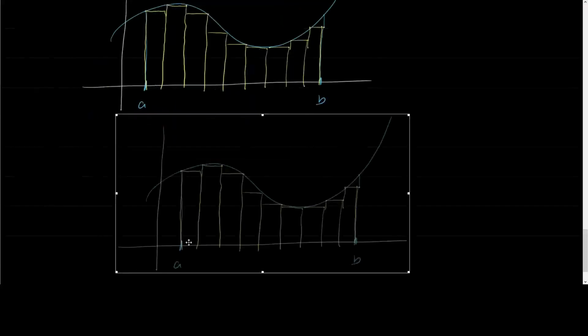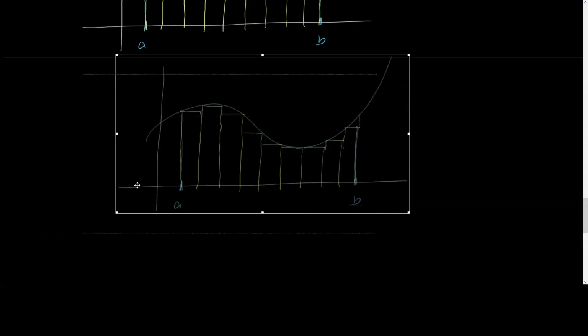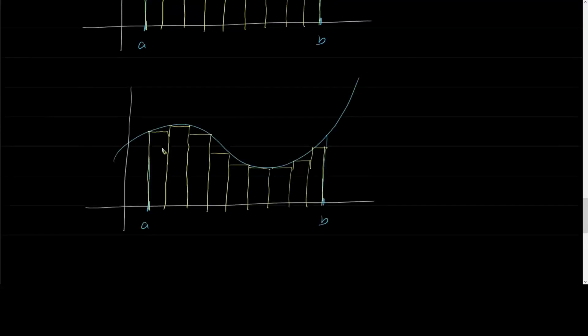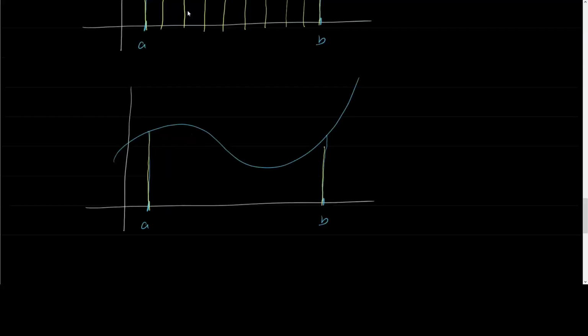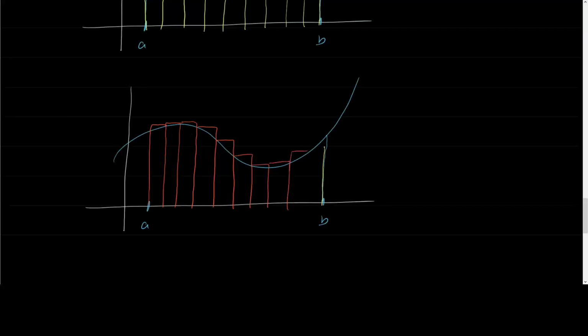There we go. Instead of having all those rectangles below the curve, what if they were above the curve? So let's get rid of all those little lines there. If I start drawing all these rectangles that are slightly above the curve, this is going to be an overestimate, because the area of all those rectangles will be bigger than the actual area below the curve.